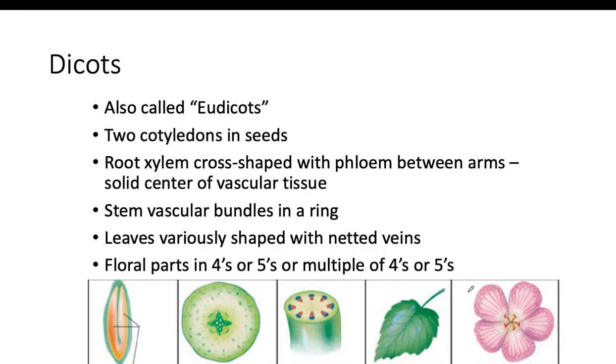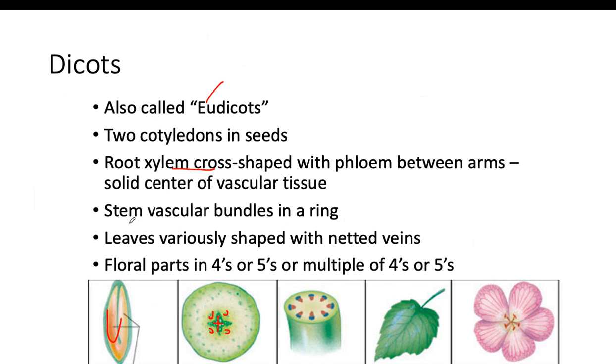All right, dicots. You may see the word eudicot, which just means true dicot, so either one is acceptable. You have two cotyledons. In the root, you see this X-shaped xylem. So the xylem is cross-shaped here, and then you have phloem between the arms. So it's got more structure than what we saw before, a little more advanced.